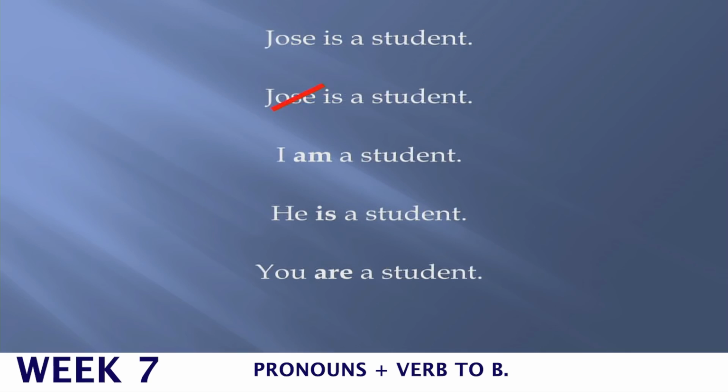Our next example says, Jose is a student. So we would replace Jose with I, he, or you. If you are Jose, you can say, I am a student. If we are talking about Jose, we would say he is a student. And if we're talking to Jose, we would say you are a student.